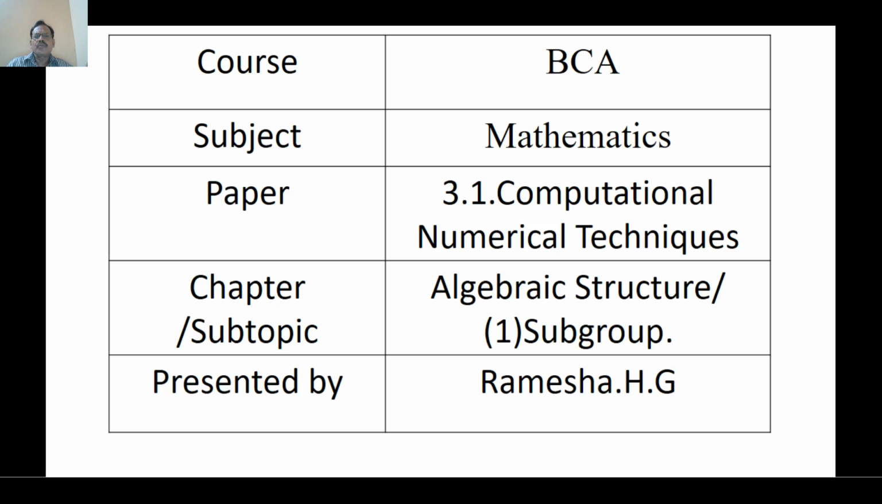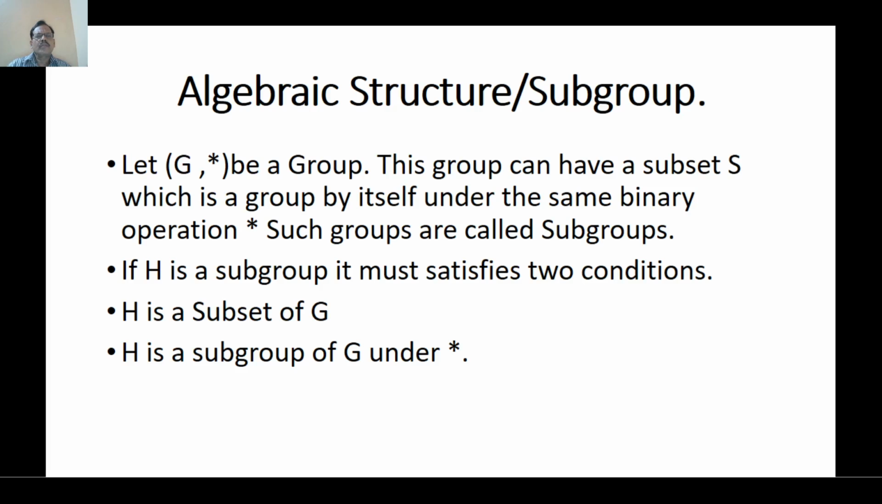Next we are going to teach about subgroup properties, the subgroup concept. Let G be a group with binary operation star. This group can have a subset S, which is a group by itself under the binary operation star. Such groups are called subgroups of group G. If H is a subgroup, it must satisfy two conditions. One is H is a subset of G, another is H is a group under the same binary operation star. If G is a group under addition, then H must also be a group under addition.